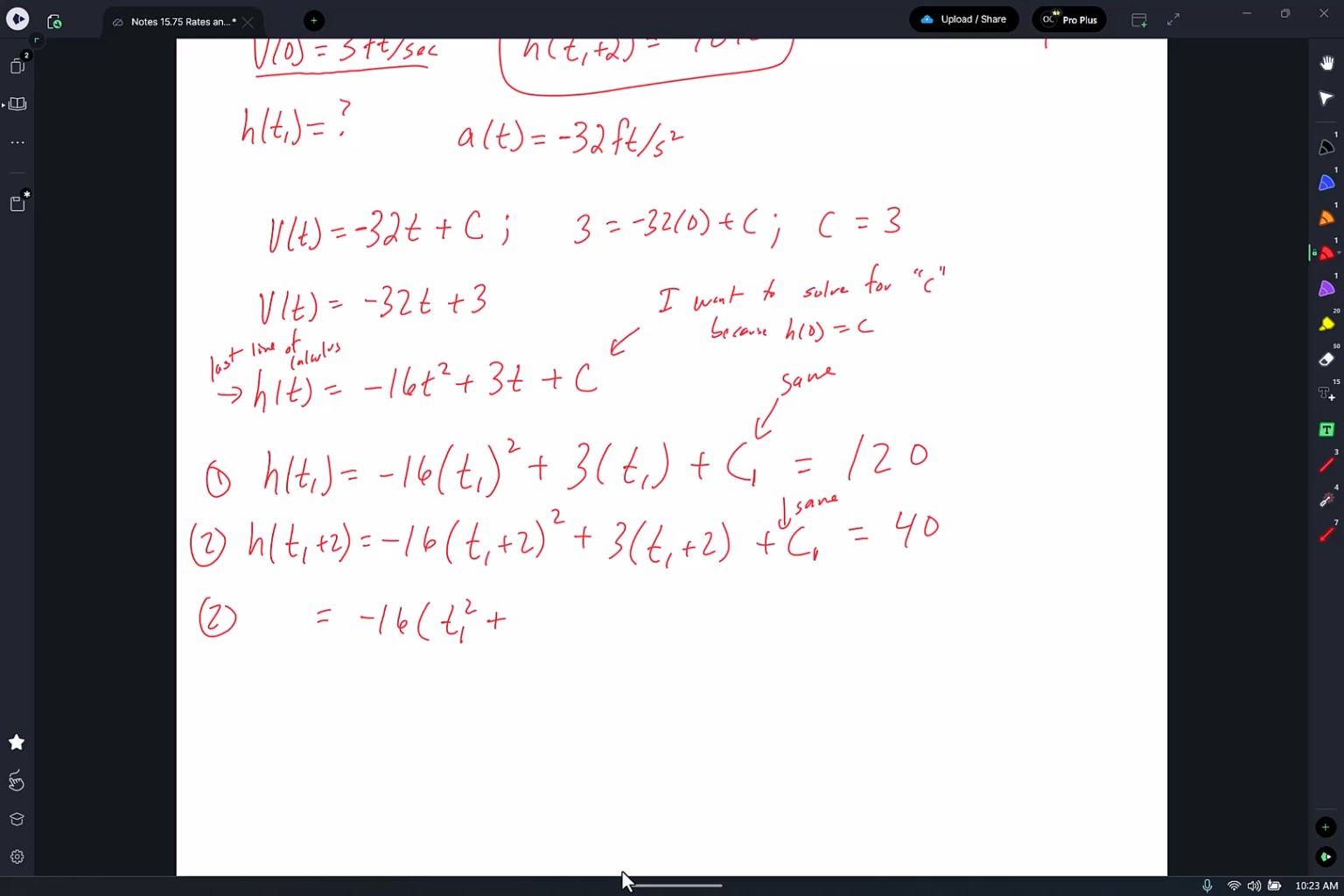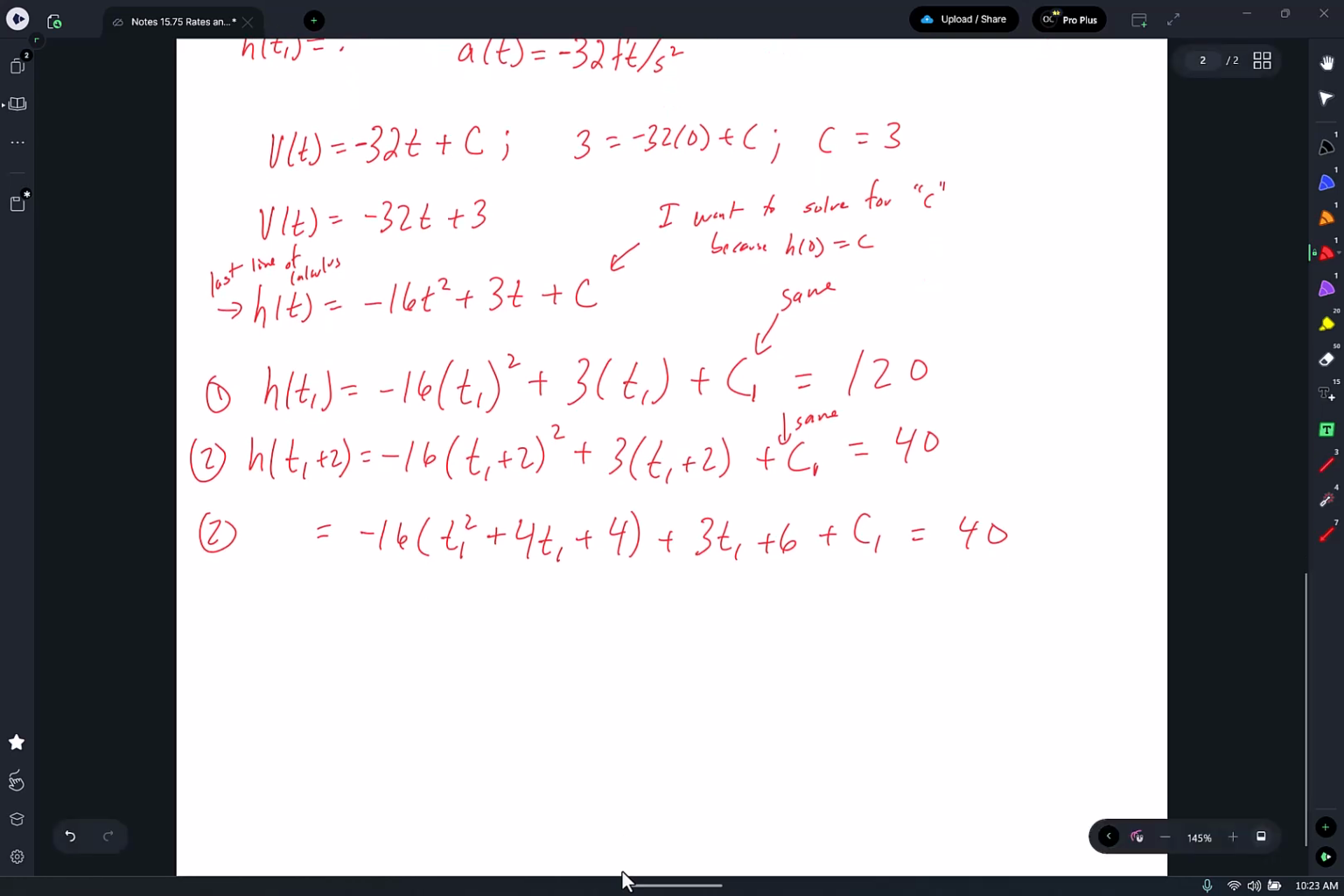T1 times 2 is 2T1, and how many of those am I going to have? So I'm going to write 4T1 plus 2 times 2, 4, plus 3T1 plus 6 plus C1 equals 40. Are we okay so far? All right, I'm going to distribute this. So negative 16T1 squared plus 16 times 4, 64T1.